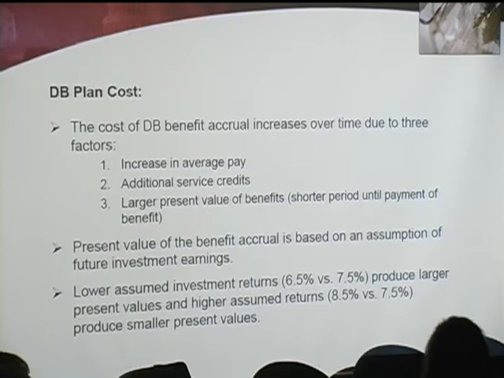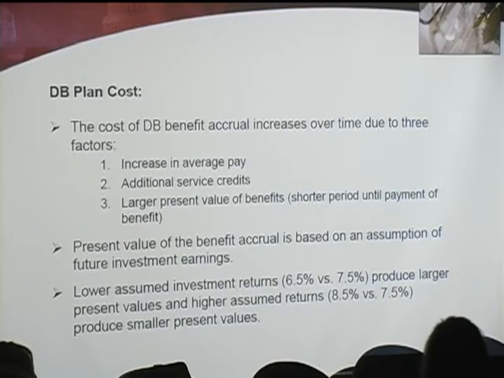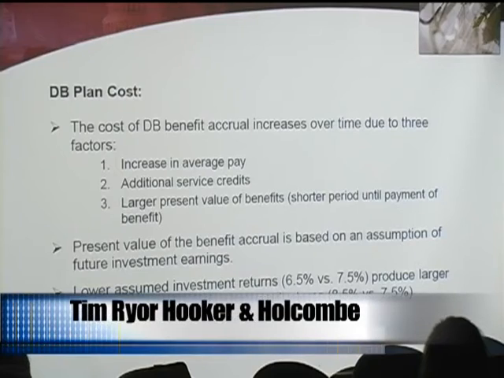Under a defined benefit plan, the value that an employee accrues in any year changes due to three factors: increase in pay, obviously, additional service, one more year of service, and then the factor that's in a DB plan that's not in a defined contribution plan, the present value based on the investment return. Because you're guaranteeing this future pension, the value of what's earned is contingent on what you assume is going to be paid for by investment returns.